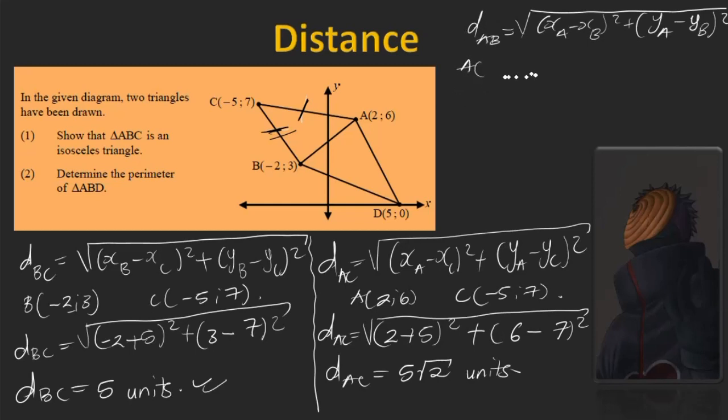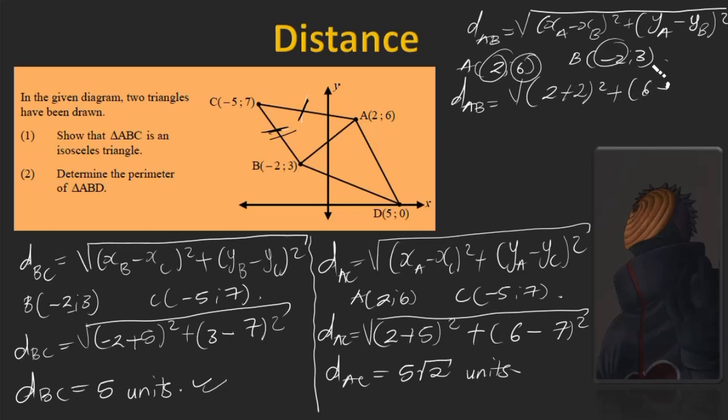So then here we write down the coordinates. A is 2 and 6. Then coordinates for B is -2 and 3. Then substitution. My x at A is how much? It's 2 minus my x at B, which is how much? -2. So which makes this a positive. Then my y at A is 6 minus my y at B, which is 3. And we also square that. Therefore, my distance for AB is equal to 5 units.